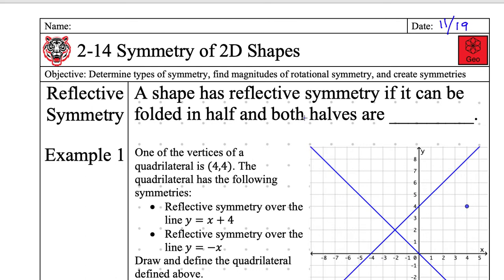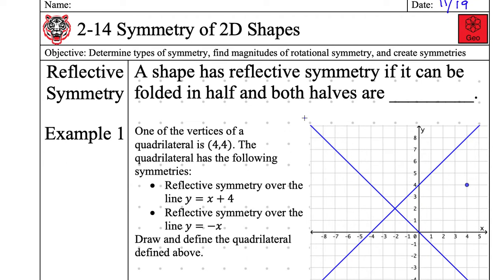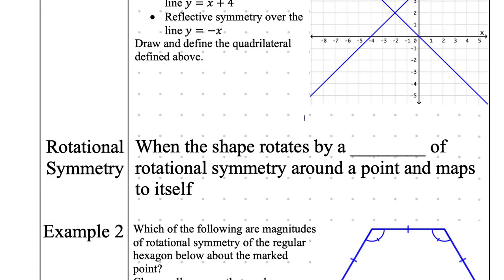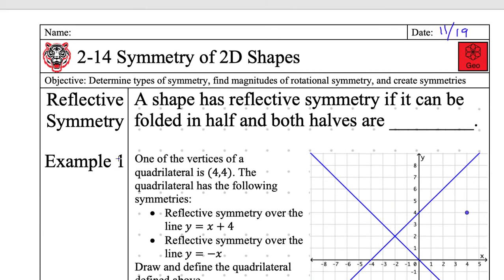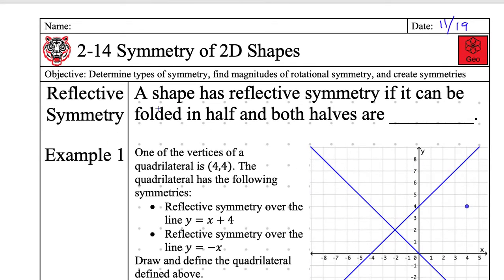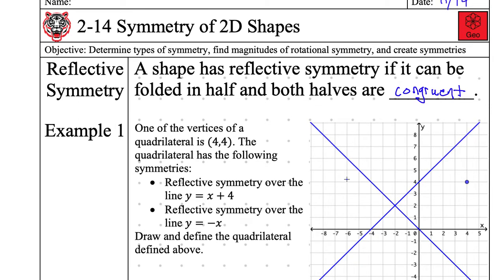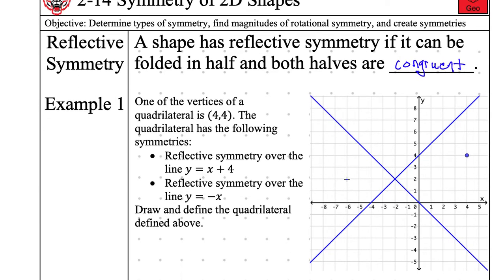Our objective today is to determine types of symmetry, find magnitudes of rotational symmetry, and to create symmetries. So, reflective symmetry is the first type of symmetry I'm going to be talking about. The second of the two is rotational symmetry. Reflective symmetry is as it sounds. It's a shape that can be folded in halves, and both halves are congruent. So I think that's pretty self-explanatory. Let's go ahead and take a look at an example.